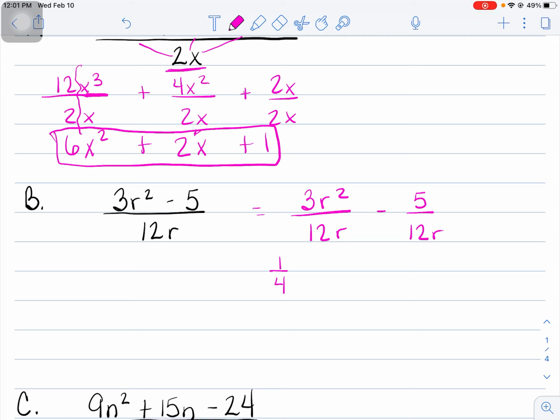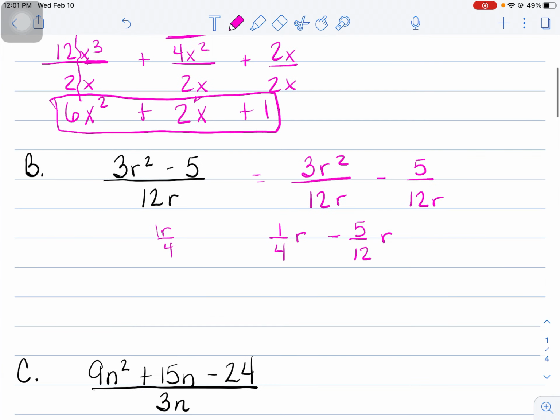We have R squared minus R to the first, so we just have an R. Now I can write it as 1/4 R, or I could write it as R over 4. That's the same thing, because we understand there's a 1 there. And then minus 5/12 can't be reduced any further, so that's going to say 5/12, and then we could do R. Now, if you'll notice, these are like terms. So if I have 1/4 R minus 5/12 R, I can actually combine them.